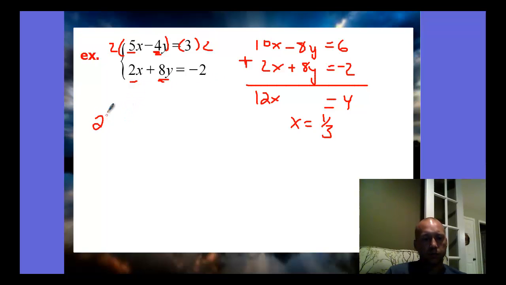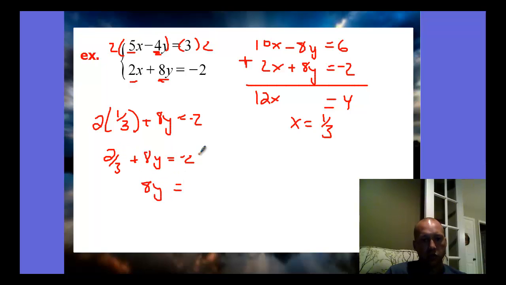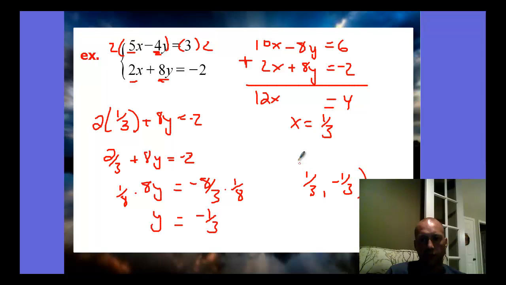bottom one here. So 2 times 1/3 plus 8y equals -2. So this is 2/3 plus 8y equals -2. But 8y is equal to, subtract the 2/3. So we're going to have a -2 and 2/3, which is the same thing as what? -8/3. So now I can divide by 8, which is the same thing as multiplying by 1/8. Multiply by reciprocal. So I have -1/3 as my y value. So there's a point, 1/3 comma -1/3.